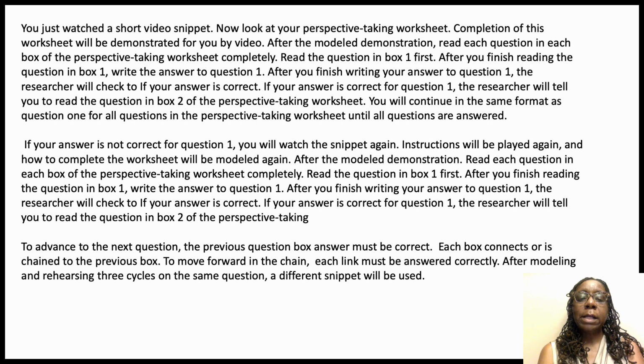To advance to the next question, the previous question in that box must be answered correctly. Each box is a chain to the previous box. To move forward in the chain, each link must be answered correctly. After modeling and rehearsing 3 cycles on the same question, a different snippet will be used.